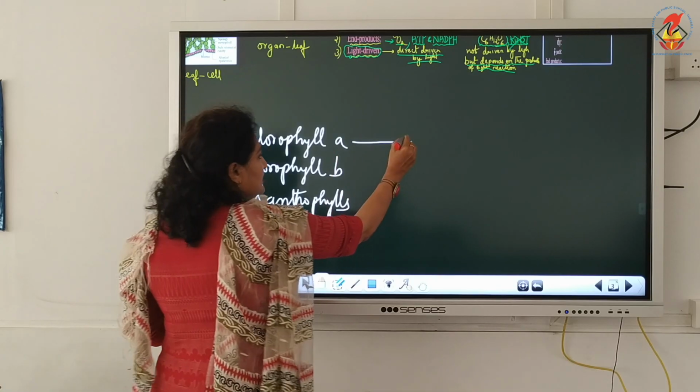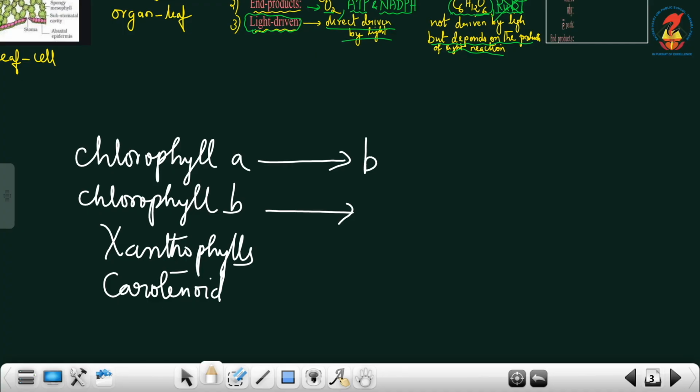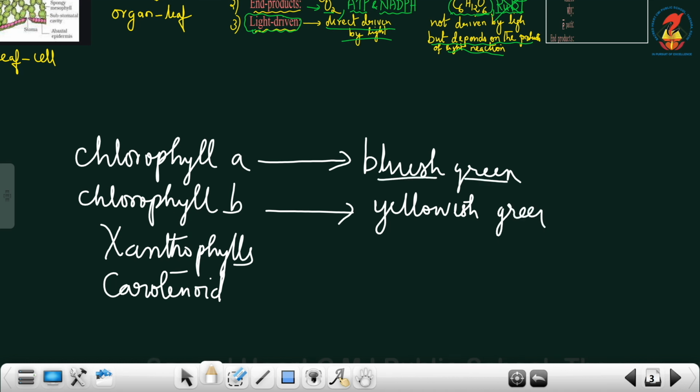They differ in color. Chlorophyll A is bluish green, chlorophyll B is yellowish green. So, both are green pigments, but the shades are different. One is bluish green, the B is yellowish green, xanthophylls are clear-cut yellow in color and carotenoids are orange.